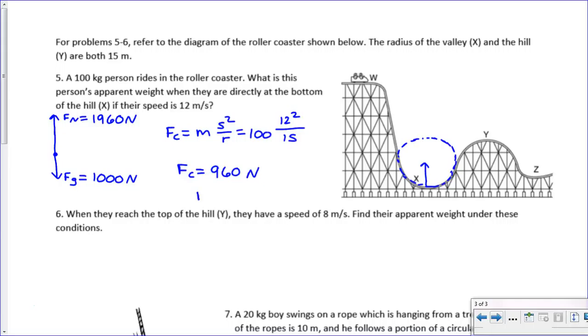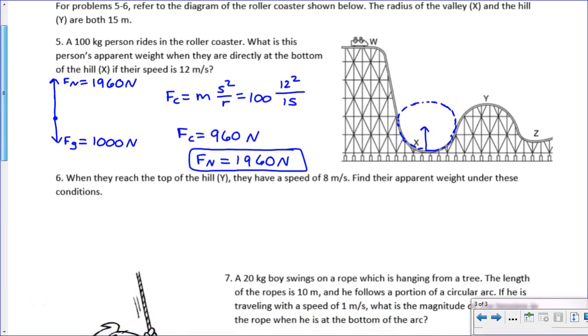All right, and so that is our final answer on this one. The apparent weight is the normal force acting on a person that's pushing them up. It's opposing gravity here. And so this person feels like they weigh 1,960 newtons, as opposed to normally they feel like they weigh 1,000 newtons, and so they're feeling extra heavy at the bottom of this hill.